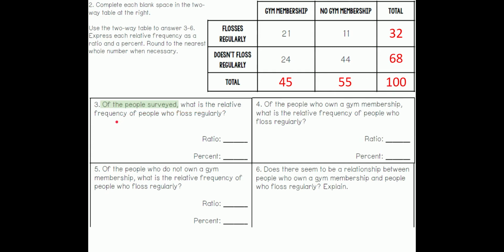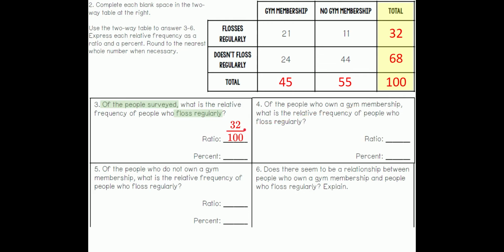What is the relative frequency of people who floss regularly? So in order to find that information, we need to look at the total number of people who floss regularly, which is right over here. Of the total number, it's 32. So 32 of this total, which is 100, floss regularly. So our ratio should be 32 who floss regularly over 100 people surveyed.